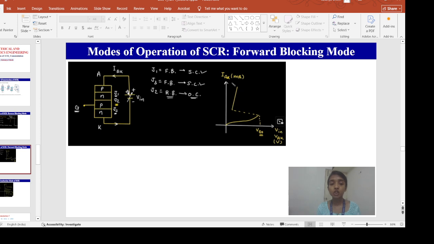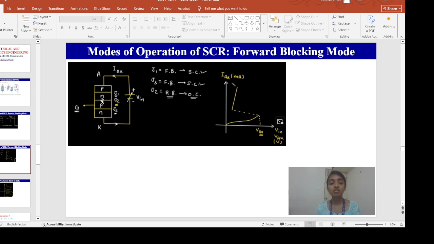So at this condition, if we increase this V in more and more, that means I'm increasing this reverse bias at J2 more and more. What will happen? Beyond a certain limit, the depletion region existing at J2 will break. It will cause a breakdown in the depletion region, and J2 will become short circuited, same as J1 and J3, and a huge amount of anode to cathode current will start flowing through your SCR, and your SCR will come to the conduction state.